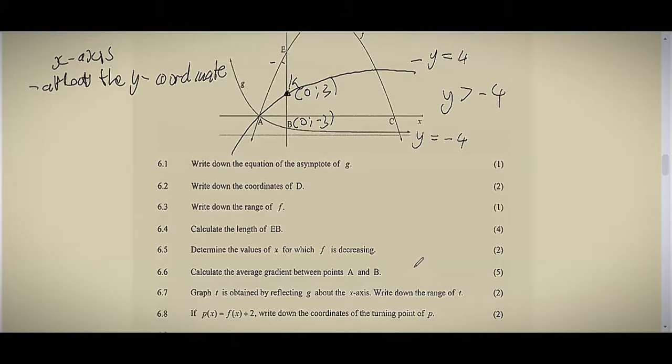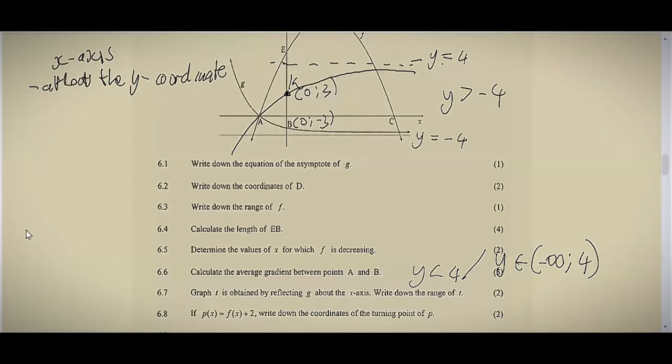The range this time will be y less than positive 4. Or you can write it as y is an element of negative infinity all the way to positive 4 and round bracket, because positive 4 is not an included value. Why? Because positive 4 will be the asymptote, and the asymptote is where the graph will never touch, right? So I hope it makes sense.